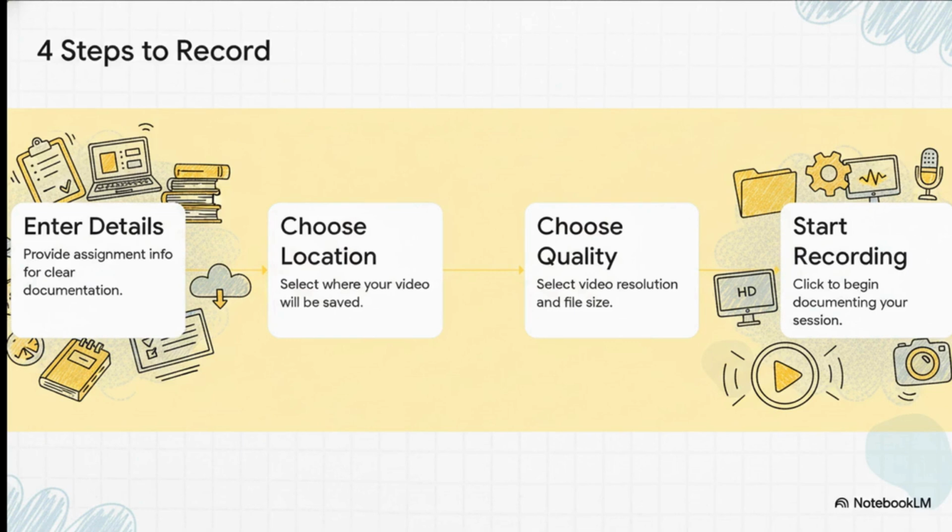First, you pop in your assignment details, so everything is clearly labeled. Then you pick where you want to save the video file. Step 3, you choose the recording quality. And then you just click Start Recording.